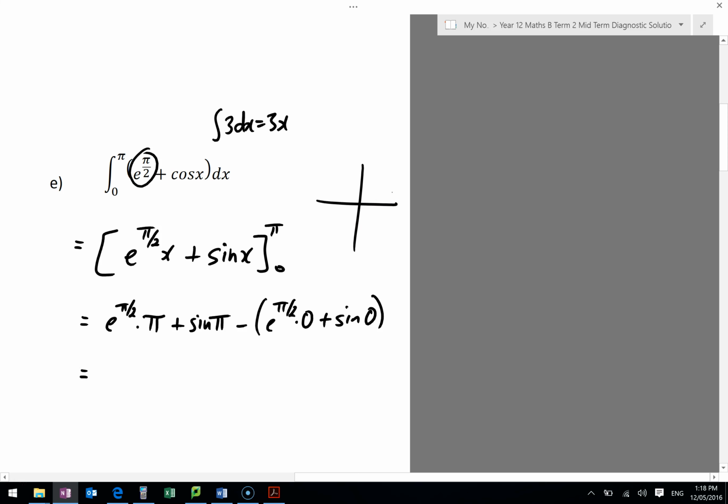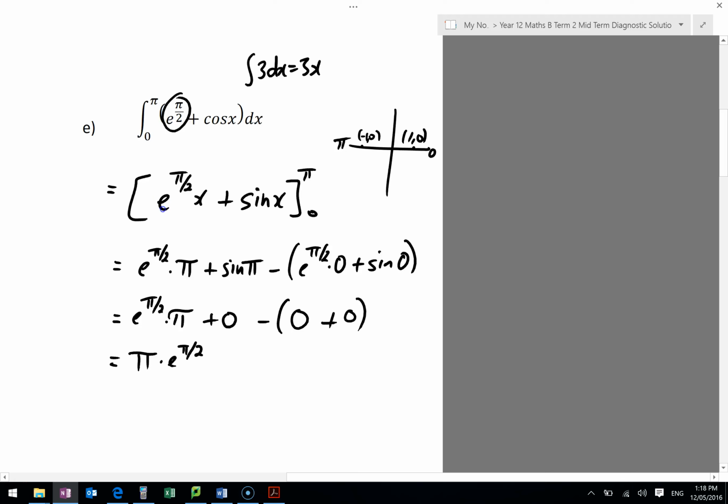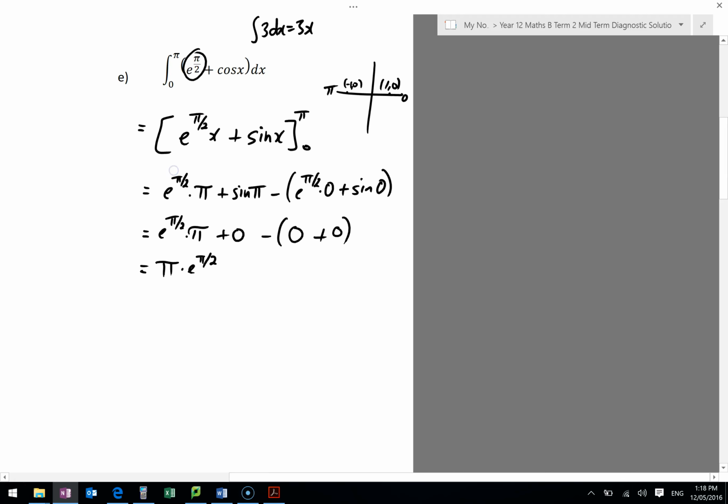Okay, I've got two angles I'm after, 0 and pi. Coordinates of these 2 points on the unit circle, minus 1, 0 and 1, 0. We know that sine is the y coordinate, so when I go through this problem, sine of pi, y coordinate of 0, minus e to the pi on 2 times 0 is 0, plus sine of 0, y coordinate 0, end up with just pi times e to the pi on 2. And that's exact value. If you've just somehow gone from here to a decimal value, you'll get 0 points.